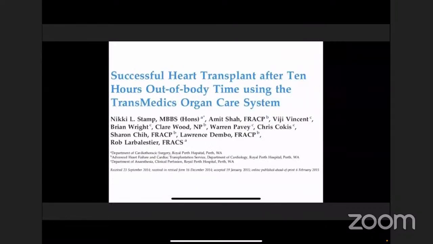The main advantage of this organ care system is the expanded ischemic time. The longest study found, using this device, was up to 10 and a half hours. The heart was transplanted, the patient was put on ECMO, and was discharged in good condition within 18 days.